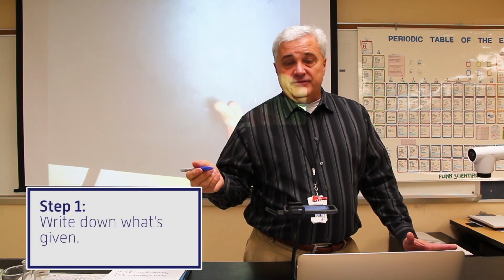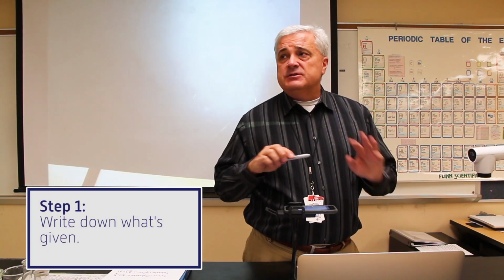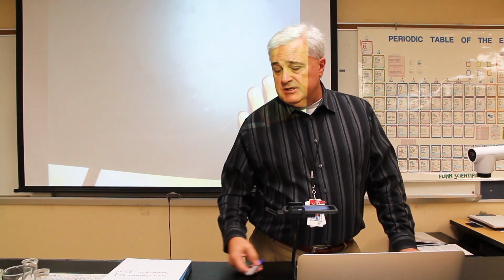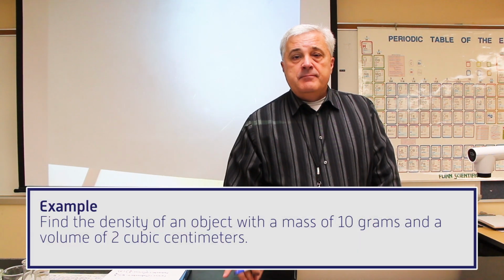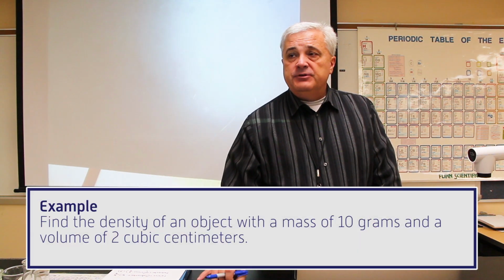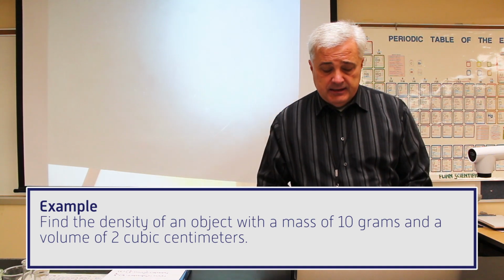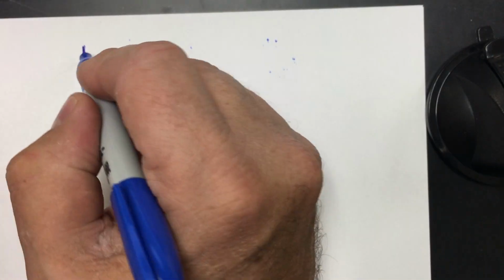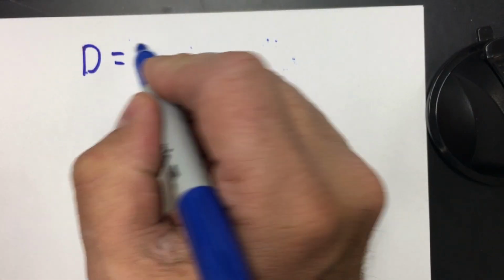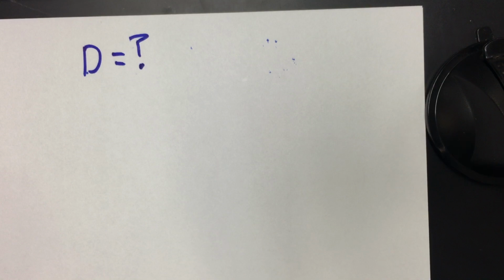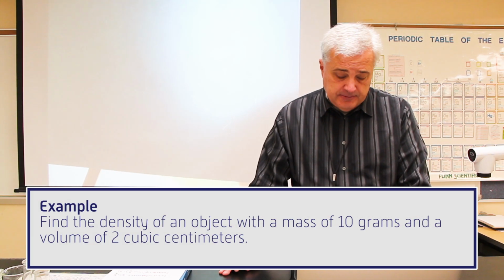So the first step, absolutely every time, write down what's given. I'm going to make up a problem that's common in physics and chemistry. It's a density problem. Let's say the problem says: find the density of an object with a mass of 10 grams and a volume of 2 cubic centimeters. So the first thing is to write down what's given. I'm going to write down density equals, and put a question mark, because the question is, what's the density?